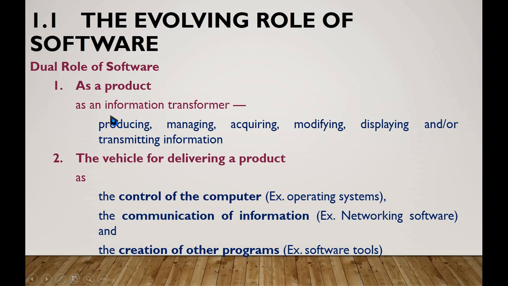These are as a product, and as a vehicle for delivering a product, it means if we use an operating system, then on this operating system we can install this type of software. Networking software, with this type of software we can connect to a network. And for production, we need software tools. So software plays a dual role, as a product and also as a vehicle for delivering a product.